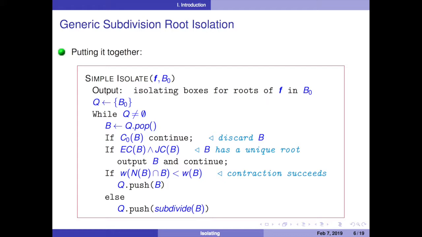Otherwise, you can check exists a root and at most one root. And if this succeeds, you output the box. Simple, right? You are interested in root isolation. And we continue. Otherwise, we try contraction. If the width of the Newton operator intersect B is smaller than our original, you have contracted it. Then you put this contracted box. Oh, I put the wrong box. I should put the contracted box inside here and go back to the loop. And if that doesn't succeed, you subdivide into your children and put all of them back into the cube.